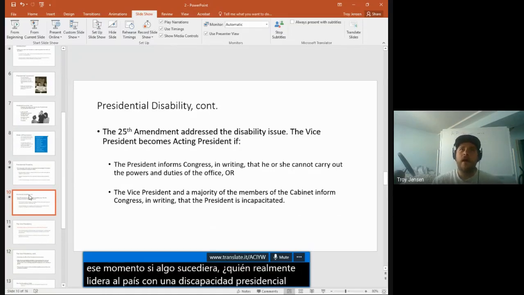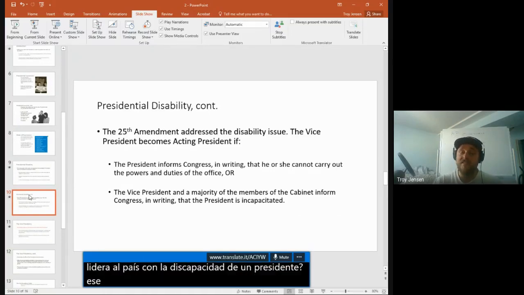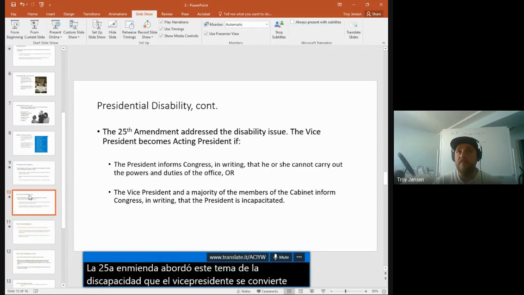Okay. The 25th Amendment addressed this disability issue. The vice president becomes the acting president if the president informs Congress in writing that he or she cannot carry out the powers or duties in office. Okay, so the president could write to Congress and say, hey, I can't do my job. Vice president is taking over.